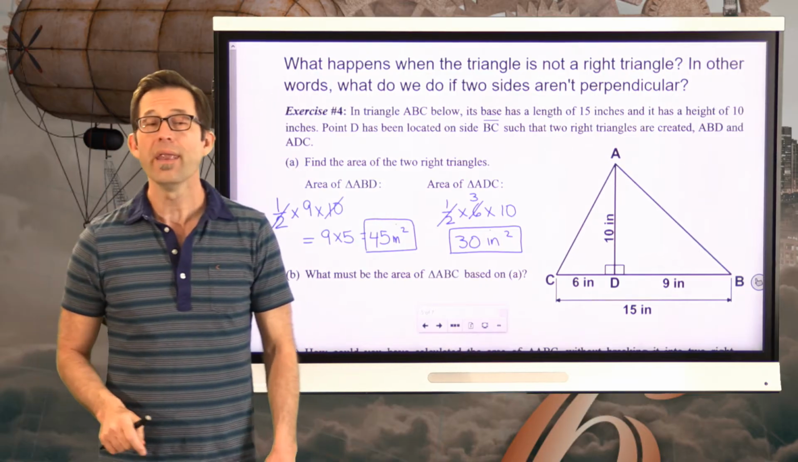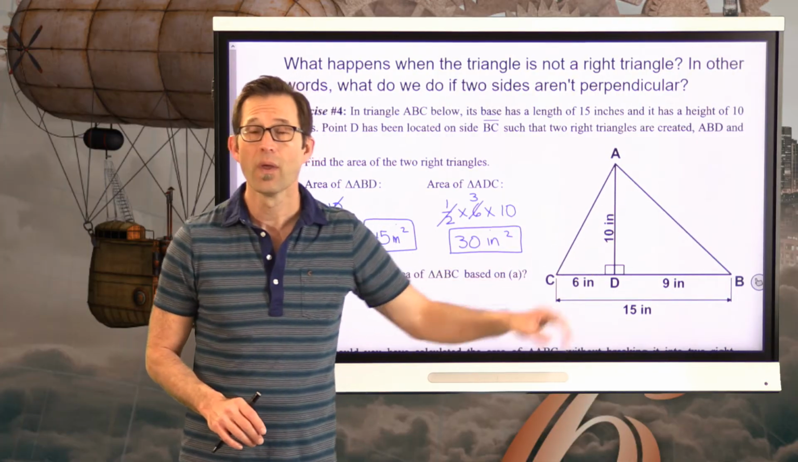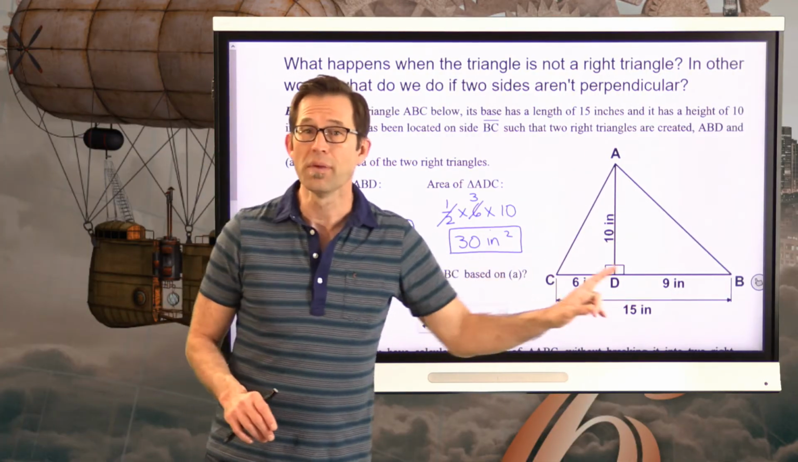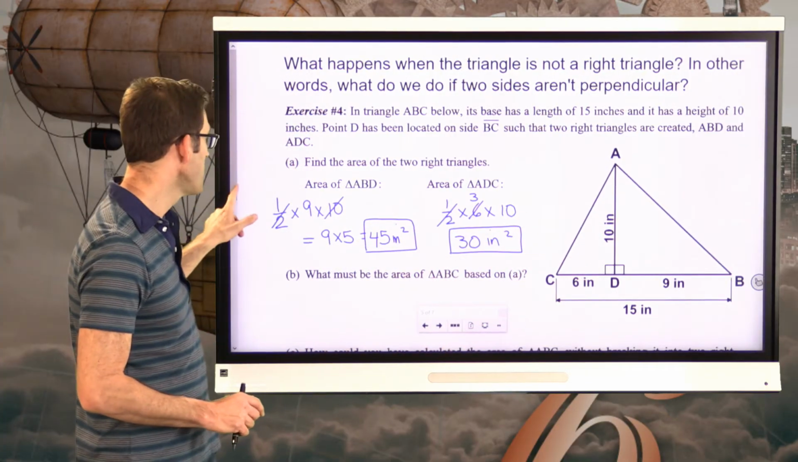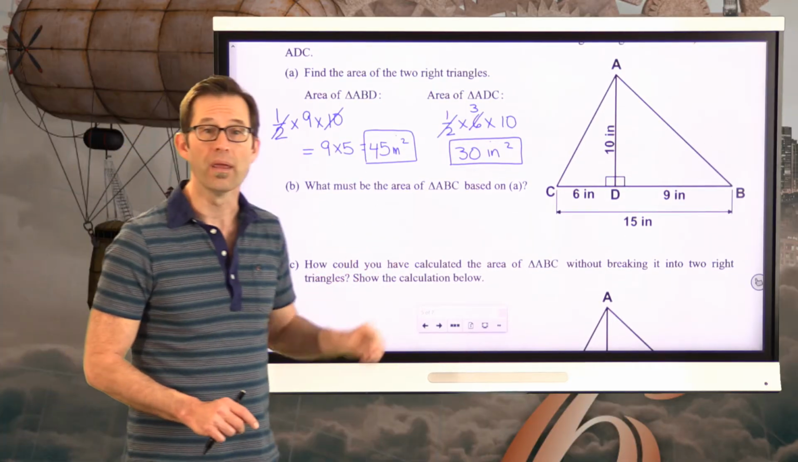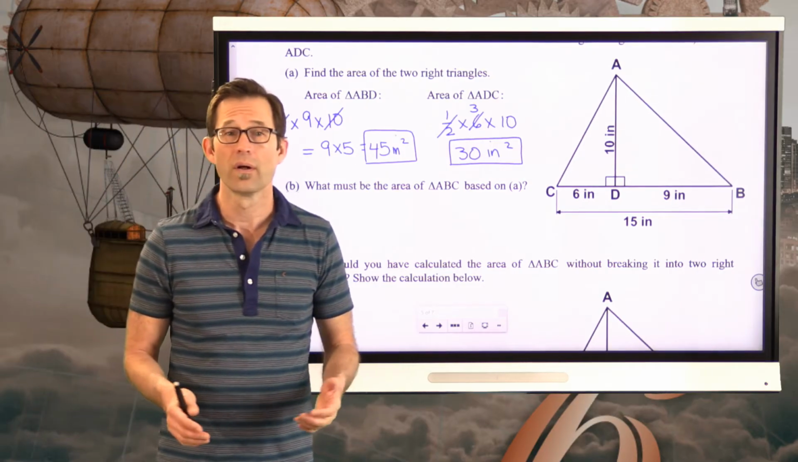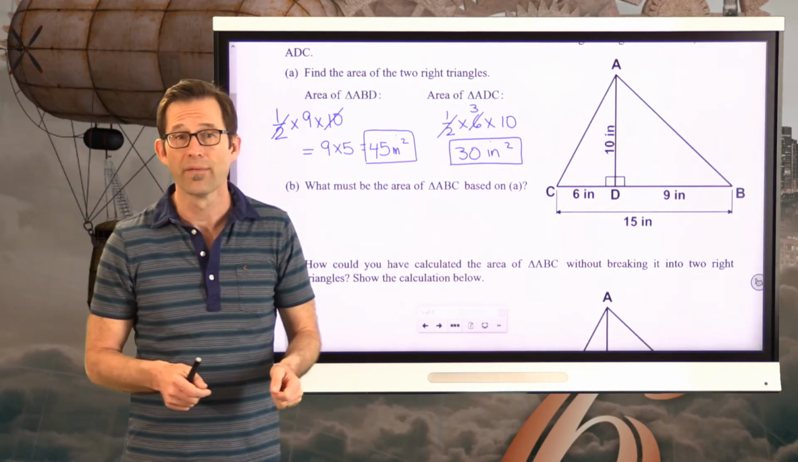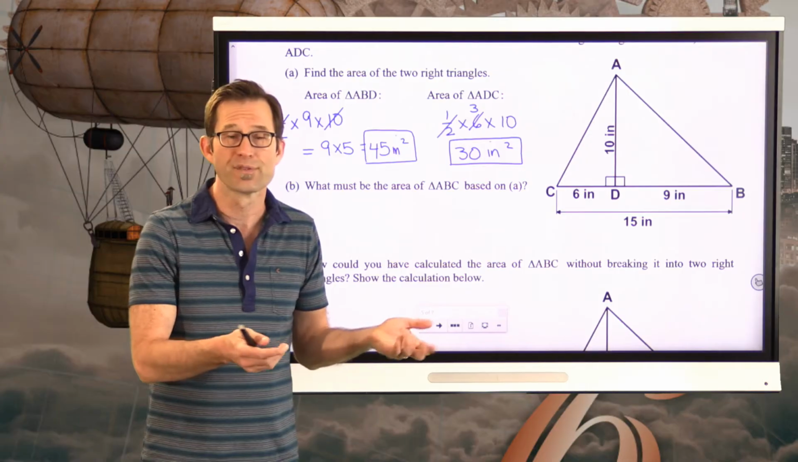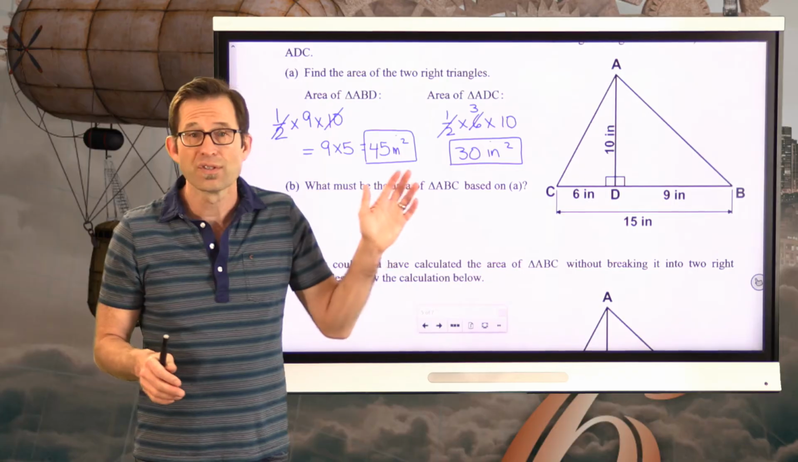Okay. Now, the whole point of area is that it measures the space inside of a figure. So given that the overall figure, ABC, is made up of these two right triangles, it should now be pretty easy. In letter B, they ask us, what is the area of triangle ABC based on A? Well, hopefully I would agree, on just a general principle, if I had a big bag, and I had two smaller bags inside of it, and one of them held 45 something and one of them held 30 something, and I wanted to know what the overall bag held, I would just add these two together.